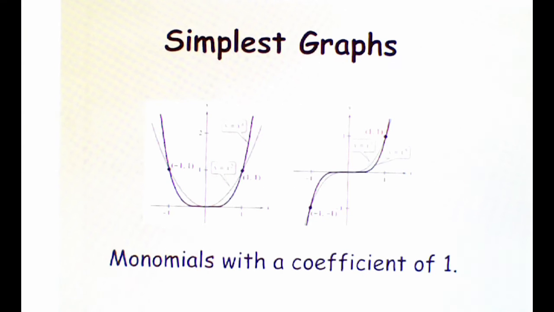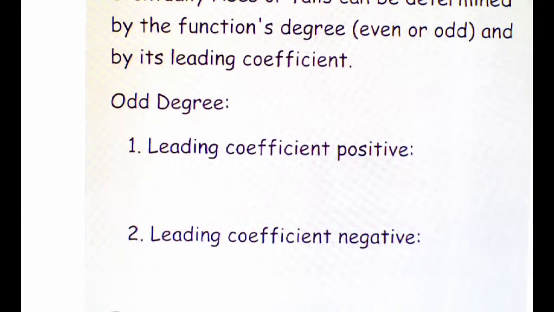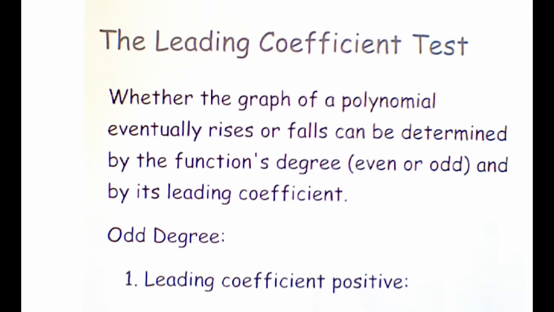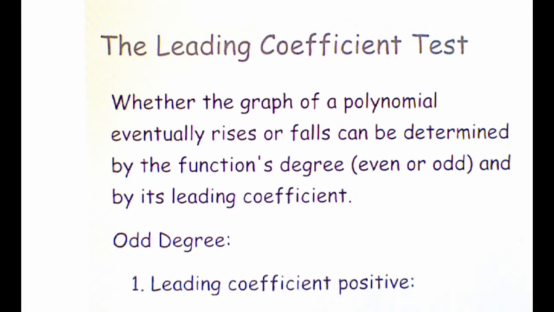The simplest graphs of polynomials are like your parabola and your cubic-looking function. They are monomials with a coefficient of 1, like x squared, x to the third power, x to the fourth power, x to the fifth power, those single terms. But the rest are a little more complicated, and we'll talk about the leading coefficient test.